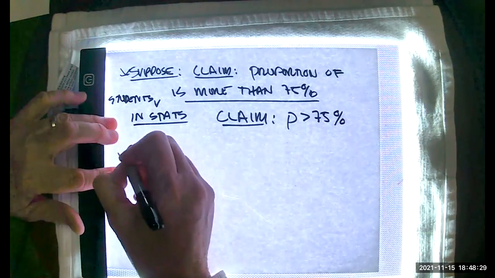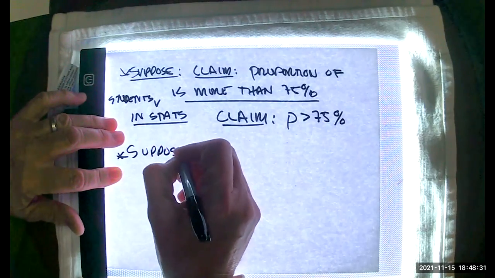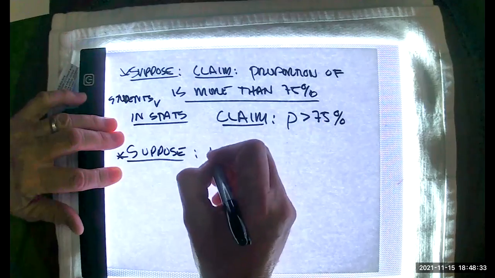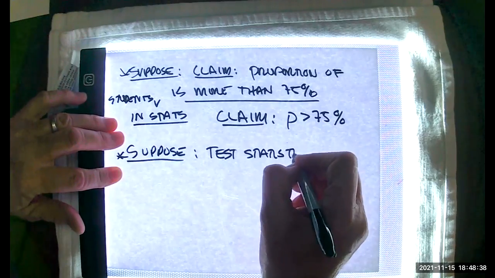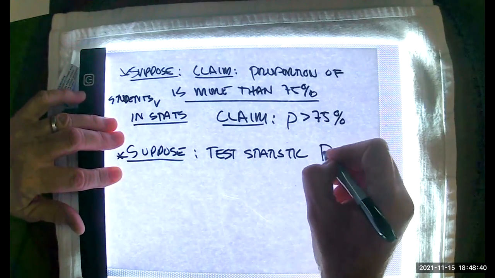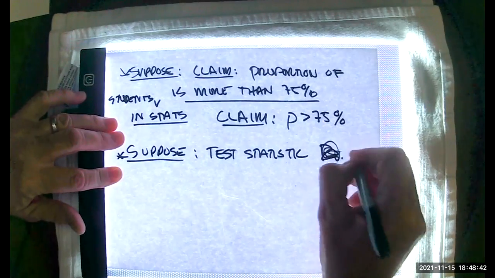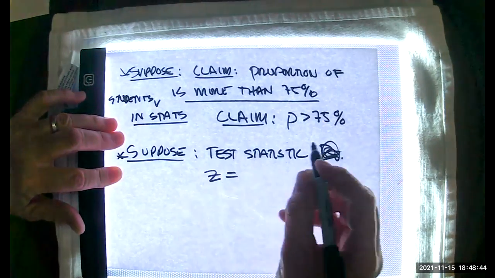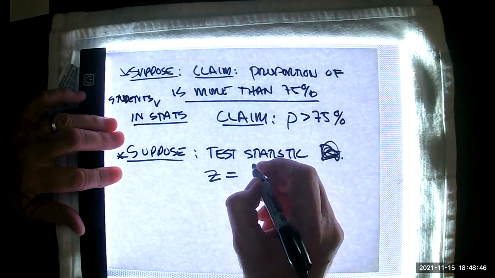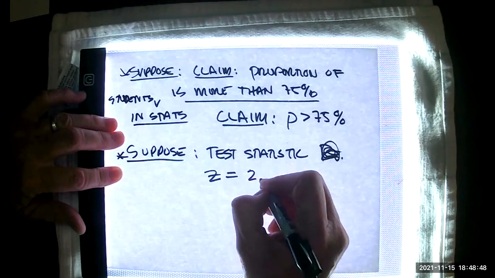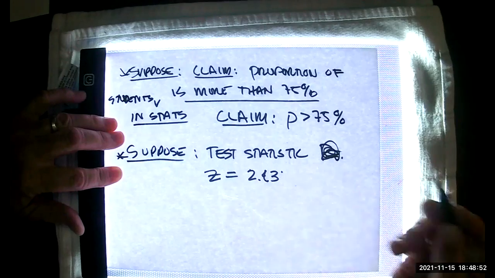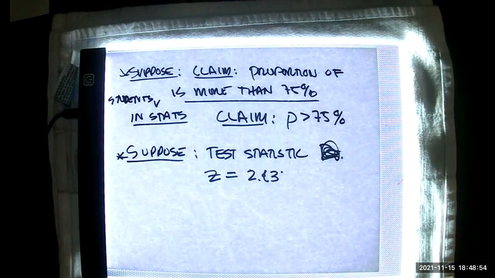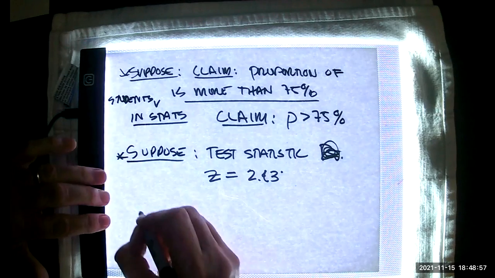And suppose further, we've got a test statistic of Z equals 2.13. Find the p-value.